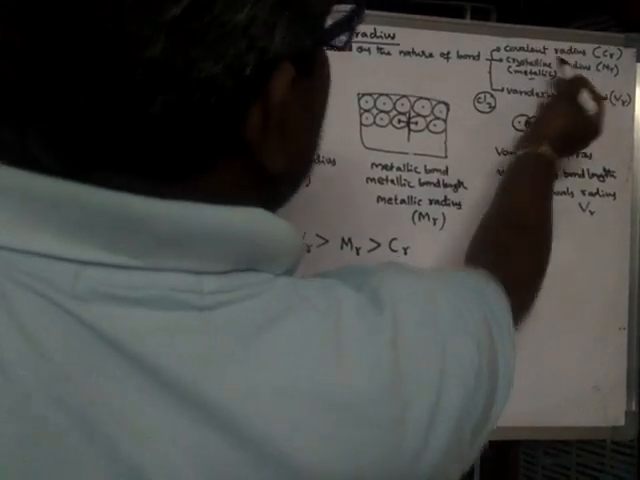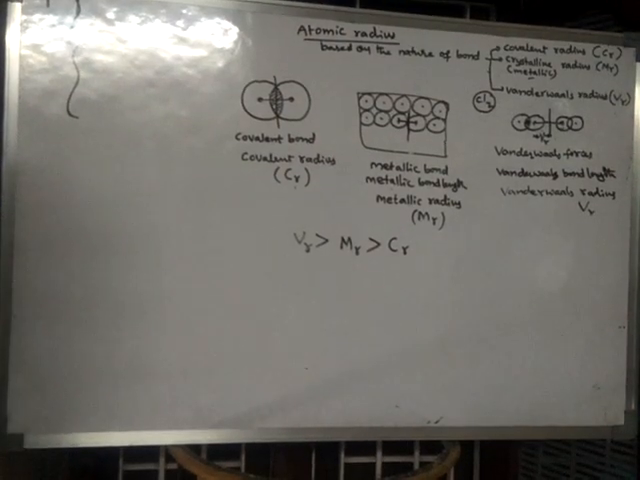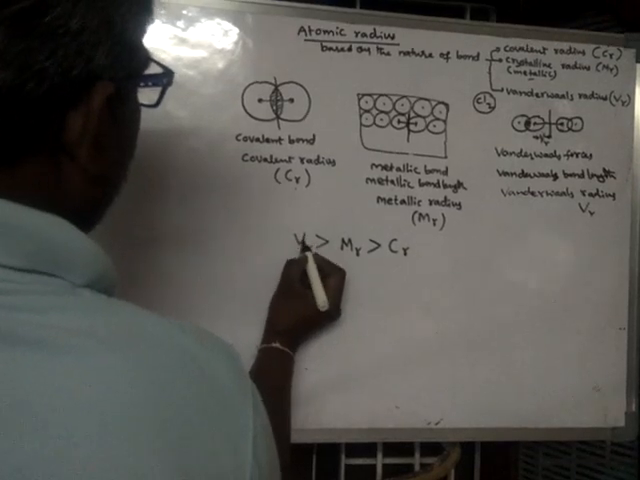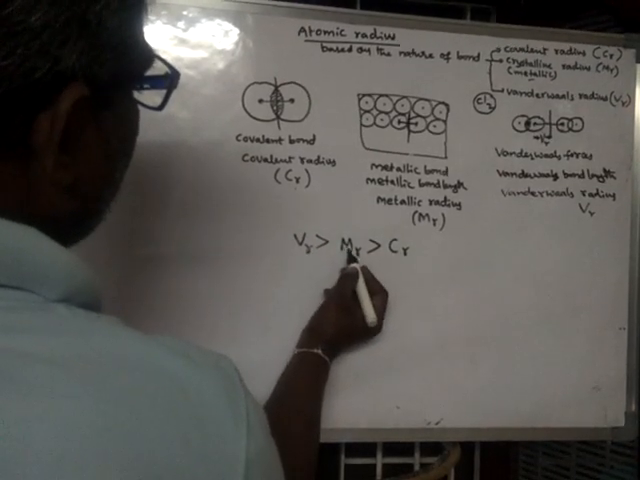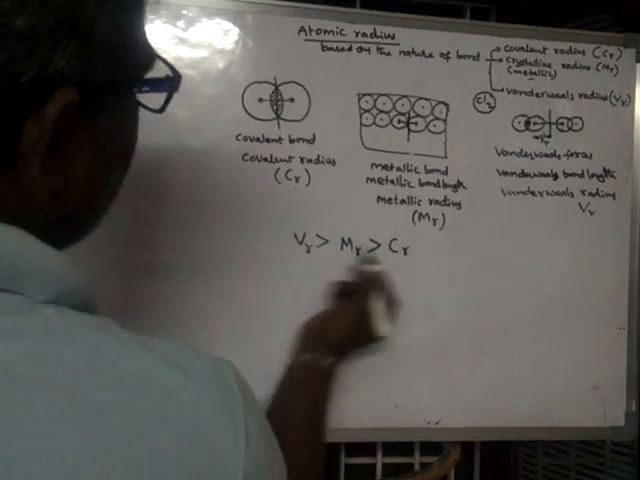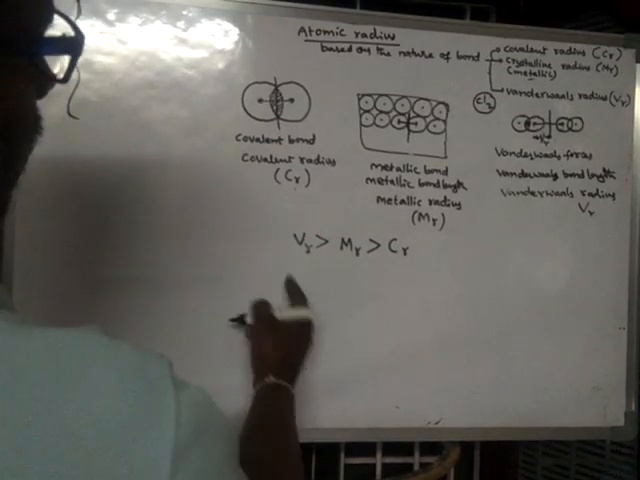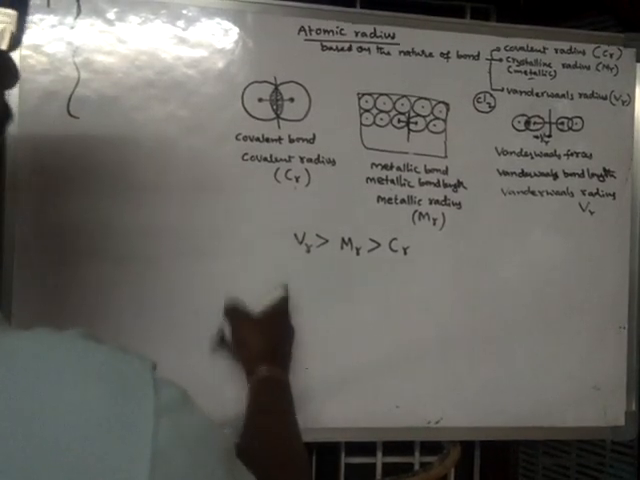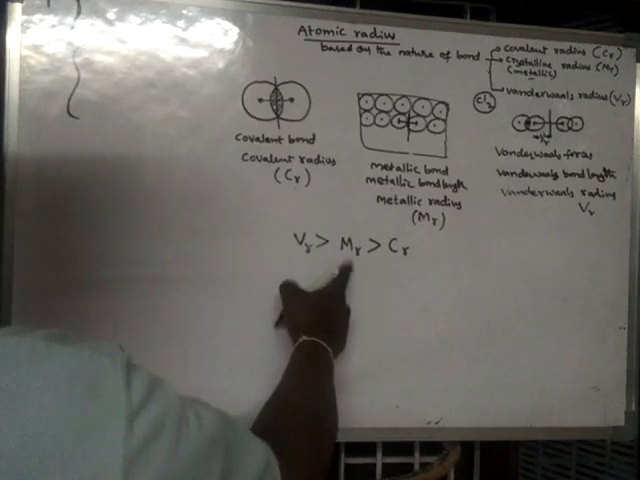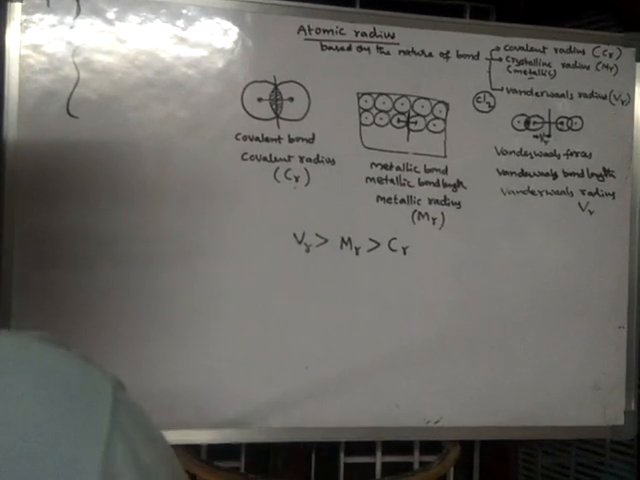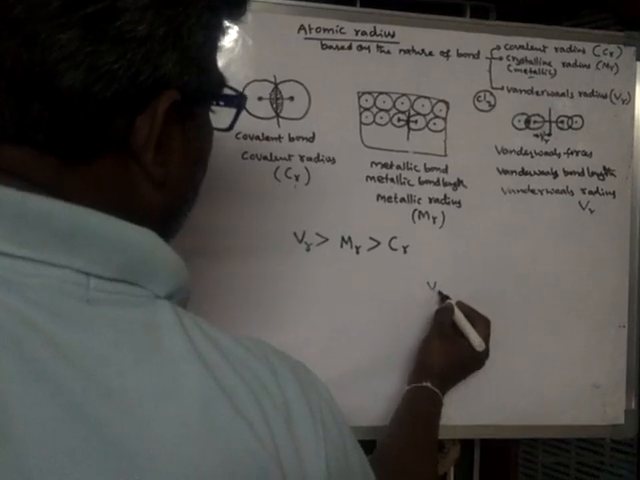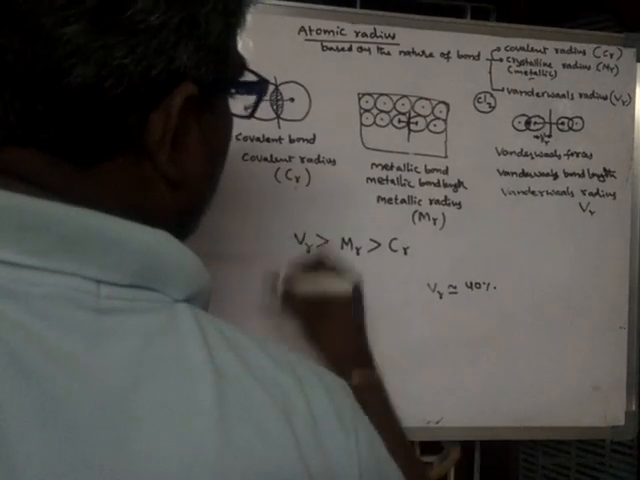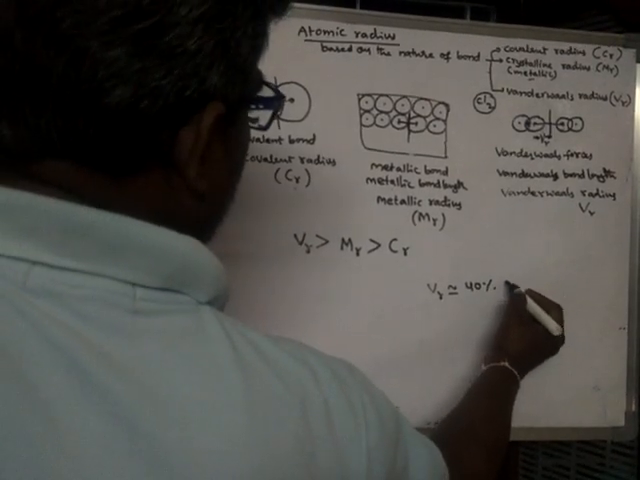Metallic radius is also called crystalline radius. Okay, right. Always remember that Van der Waals radius is greater than metallic radius, and metallic radius is greater than covalent radius. Simply remember it as Vijayawada Municipality Corporation. So in this order, Van der Waals radius is always larger than the metallic radius, and metallic radius is always larger than the covalent radius. See, Van der Waals radius is almost 40% larger.